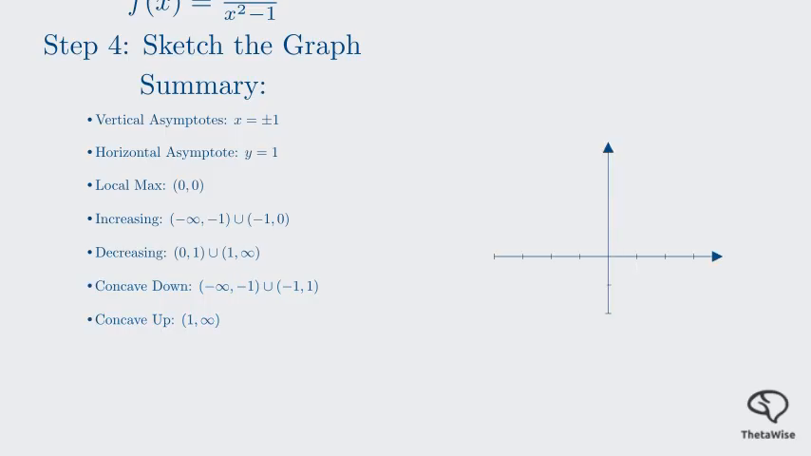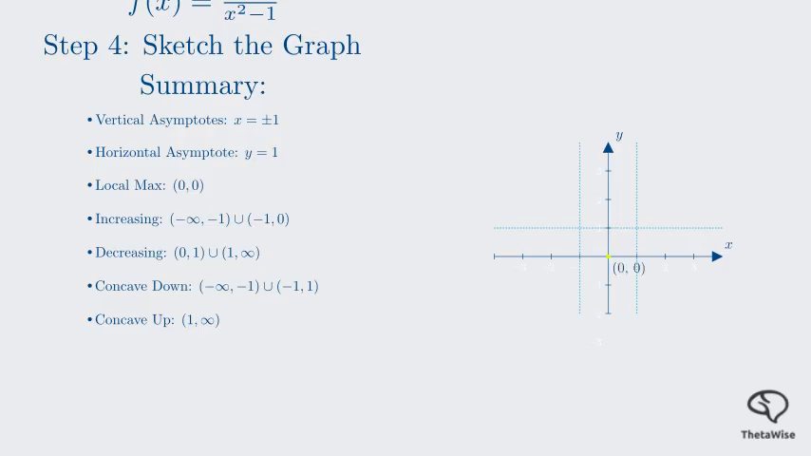Let's start by drawing our asymptotes. We draw vertical dash lines at x equals -1 and x equals 1, and a horizontal dash line at y equals 1. Now, let's plot our local maximum at the origin, 0, 0. We place a point at the origin.